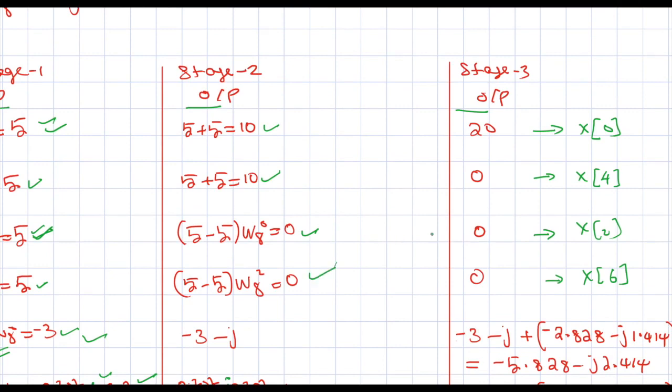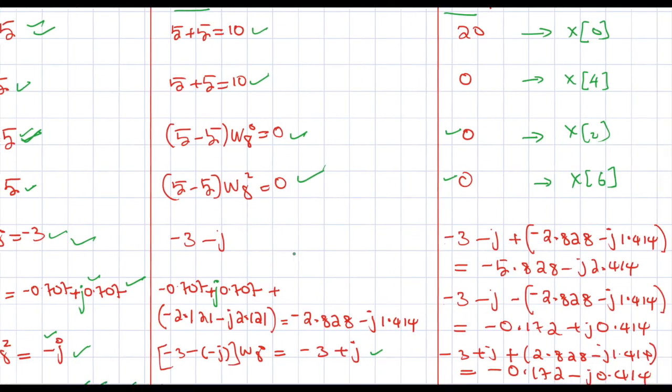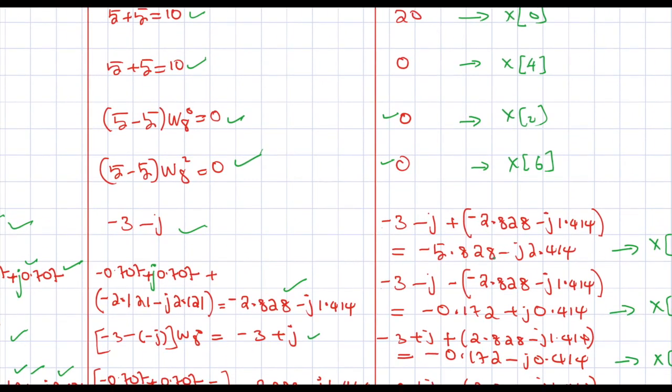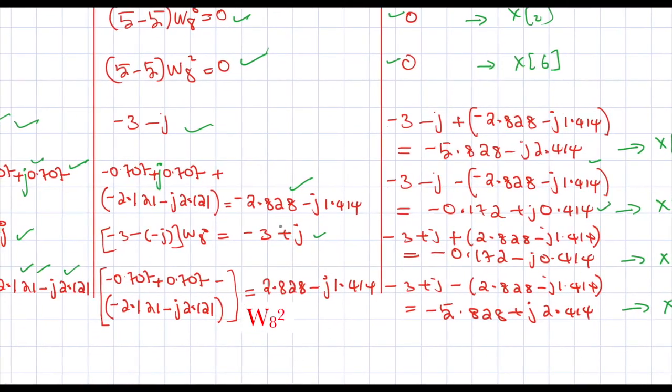Then sum these two numbers, you will get this value. Subtract 0 from 0, you will get this value. Then you find the sum of minus 3 minus j with minus 2.828 minus j 1.414, you will get this number. Then you perform the subtraction, you will get this number. Okay, then you take this number minus 3 plus j, then you add this number, you will get this number, that is minus 0.172 minus j 0.414. Then you take the same number, then you subtract the other number, so that is the value minus 5.828 plus j 2.414.